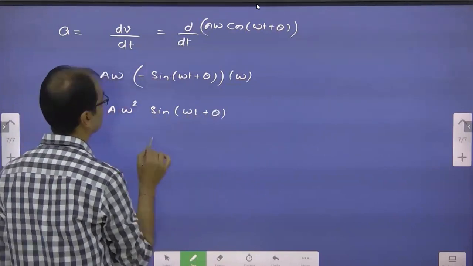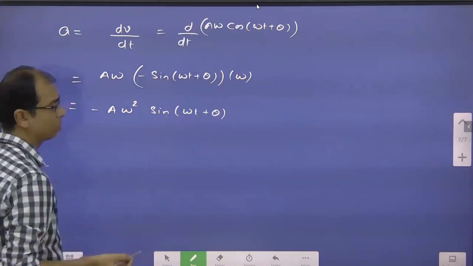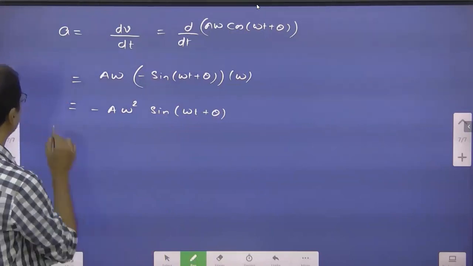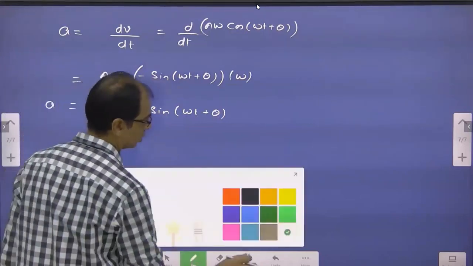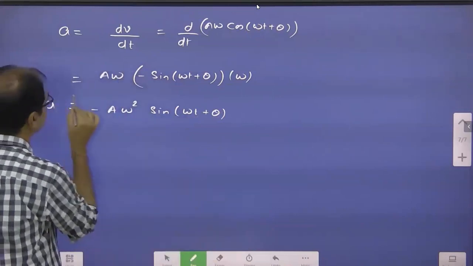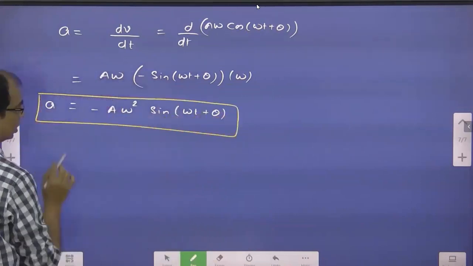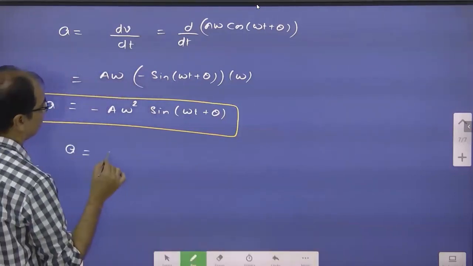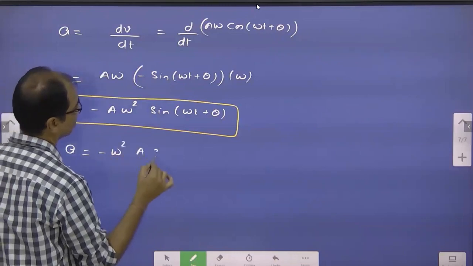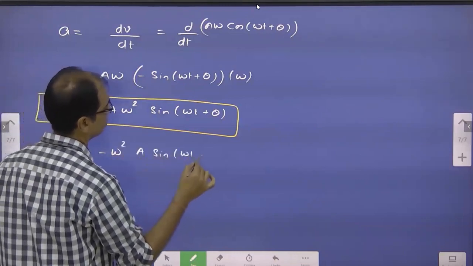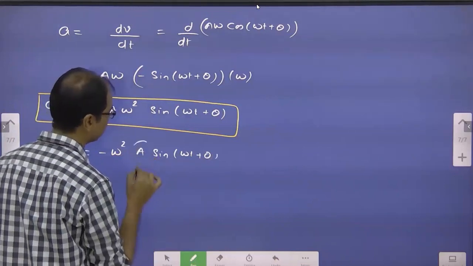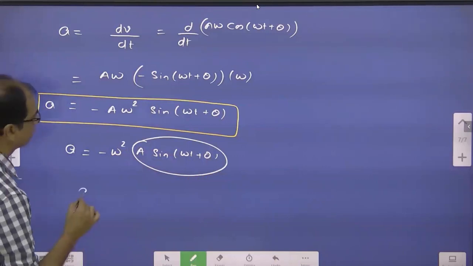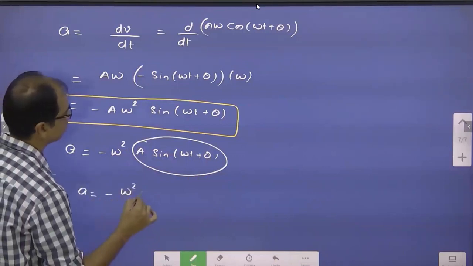So see, with time, is the sine value going to change? Yes. So acceleration also is going to change. This is one form of acceleration. Then what is the other form? The other form is acceleration equal to minus omega square A sine(omega t plus theta). And this is y, position. So acceleration is minus omega square y.